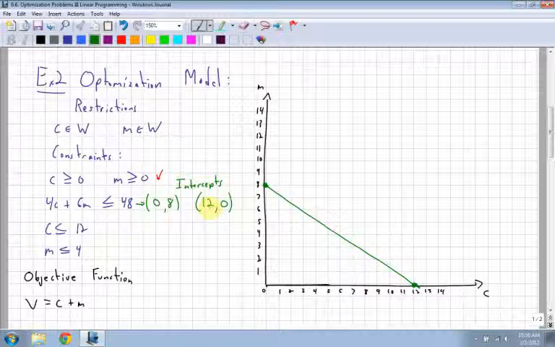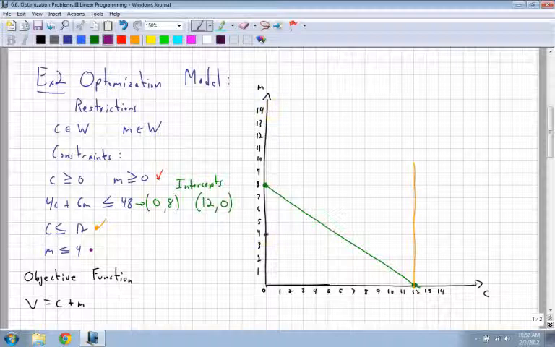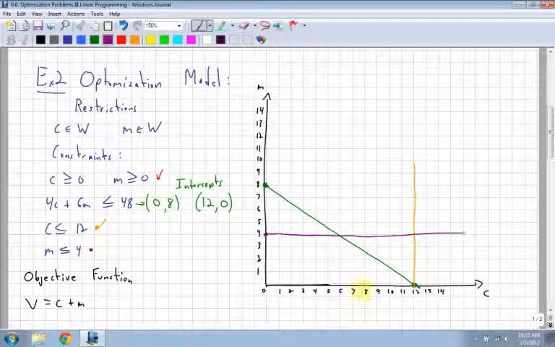My other 2 constraints are this one here, c is less than or equal to 12. So here's the c axis, here's 12. So I'd put a straight up and down line at 12. And I know that it's going to be everything to the left of that line because it's less than. Done. And my last one is m less than or equal to 4. So I go on my m axis, I find 4, and I put a straight horizontal line. And I know that it's got to be everything less than that line.